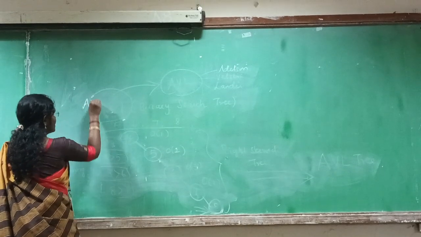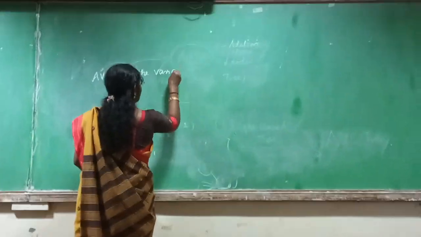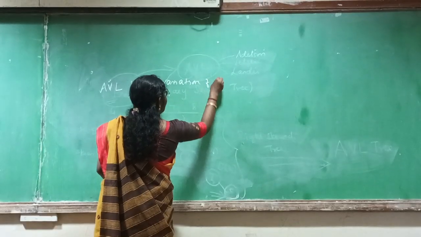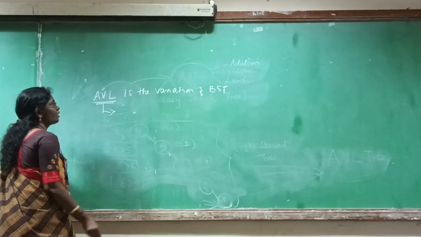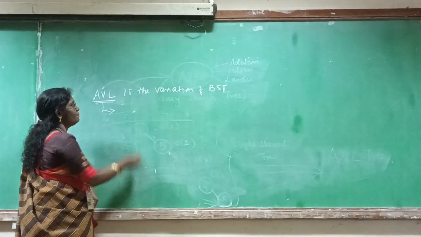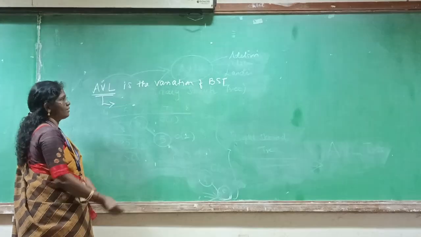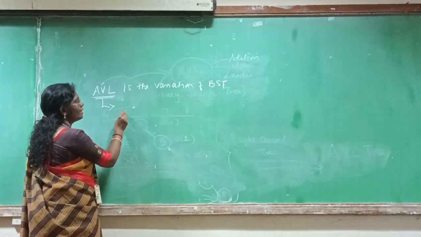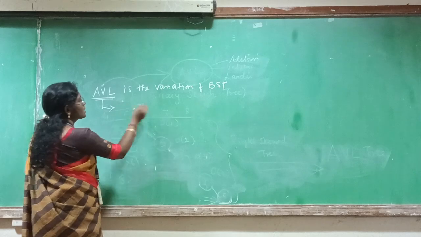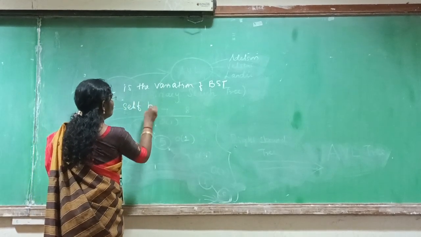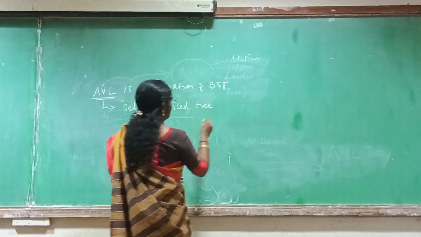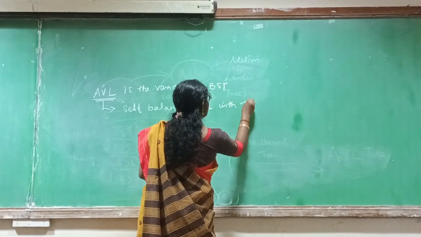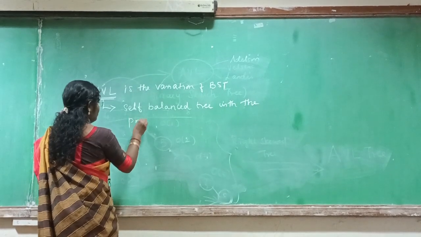Here AVL is a variation of BST. So we are going to follow the same properties of BST, but we are going to do one new thing, namely height balancing. So AVL we can simply define as a self-balanced tree with the properties of BST.